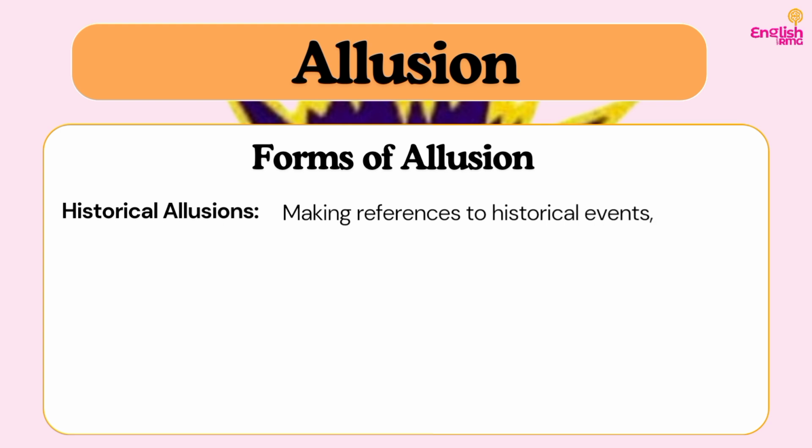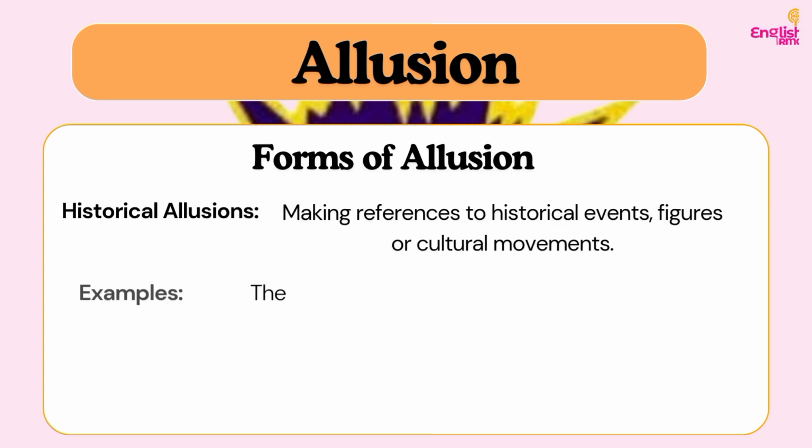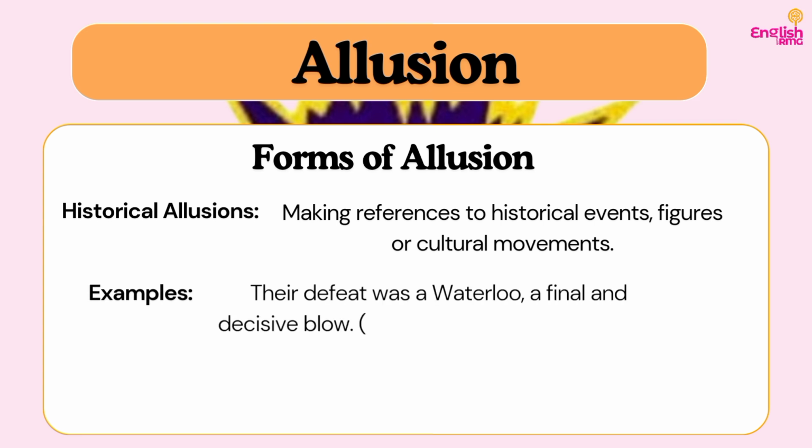So let's also look at historical allusions. So we have making references to historical events, figures, or cultural movements. We all come from one or two backgrounds with our different histories, and there is some history that cuts across different cultures. Do you understand? They are so significant that almost everybody in the world knows about it. So let's look at a few examples.